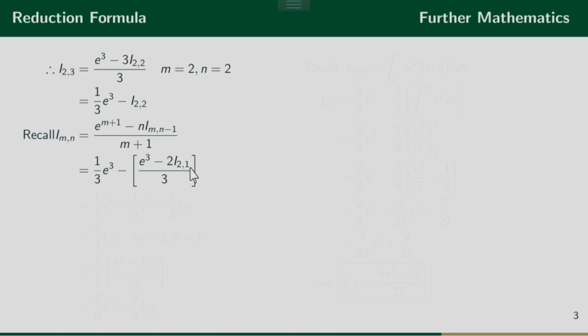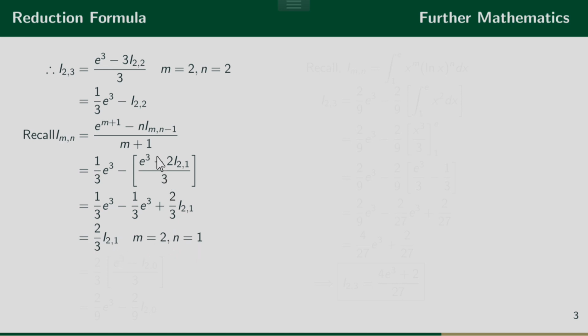Notice that the power of n is systematically being reduced, divided by 3. Separating the numerator again, I'll be having negative 1/3 e cubed, then positive 2/3 I2,1. So at this point, these are like terms. They can cancel out because 1/3 e cubed minus 1/3 e cubed gives me 0. So I'm left just with 2/3 I2,1. And here m is 2 and n is 1.